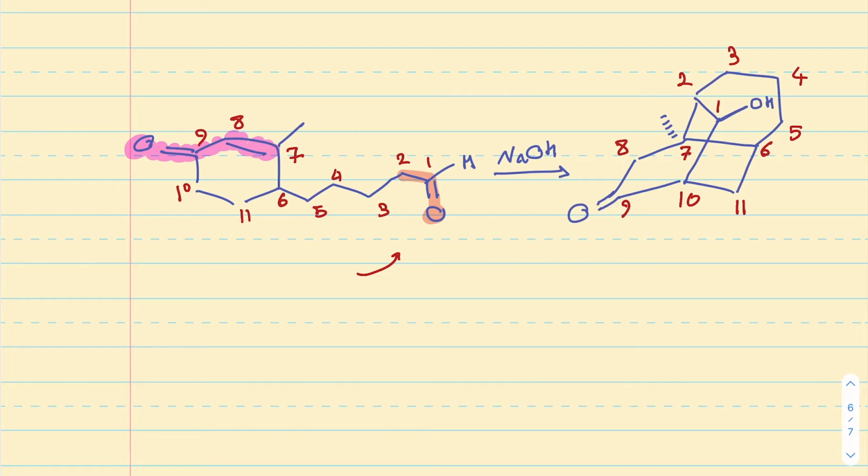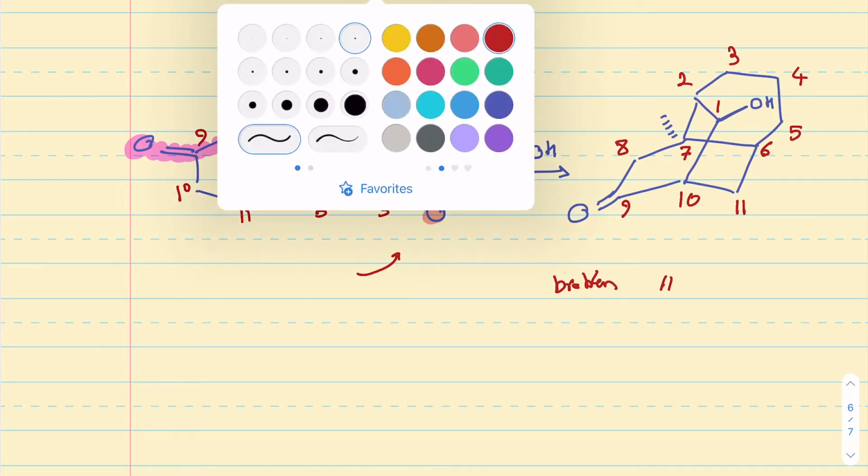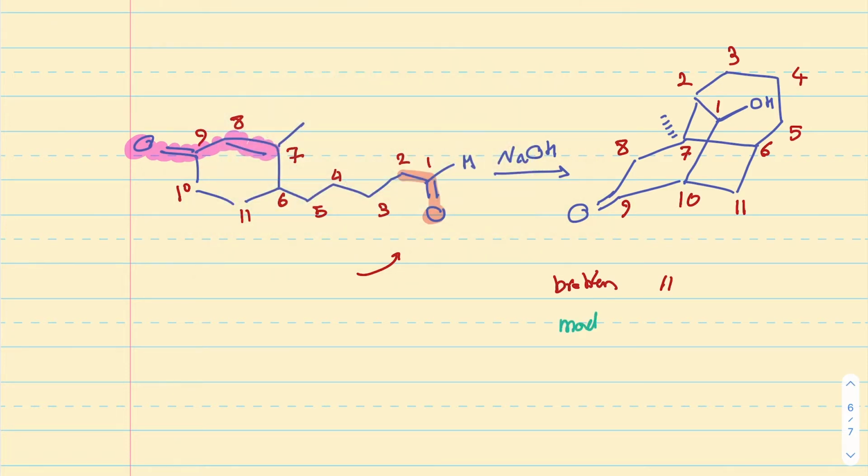Now, as for the bonds that are being broken and the bonds that are being made, broken are going to be red, made are going to be green. Obviously, the bond between 2 and 7 did not exist. That bond is being made. The bond between 1 and 10 did not exist. That is being made. The double bond of the carbon-oxygen double bond at 1 is being broken. And the double bond portion of the bond between 7 and 9 is being broken.